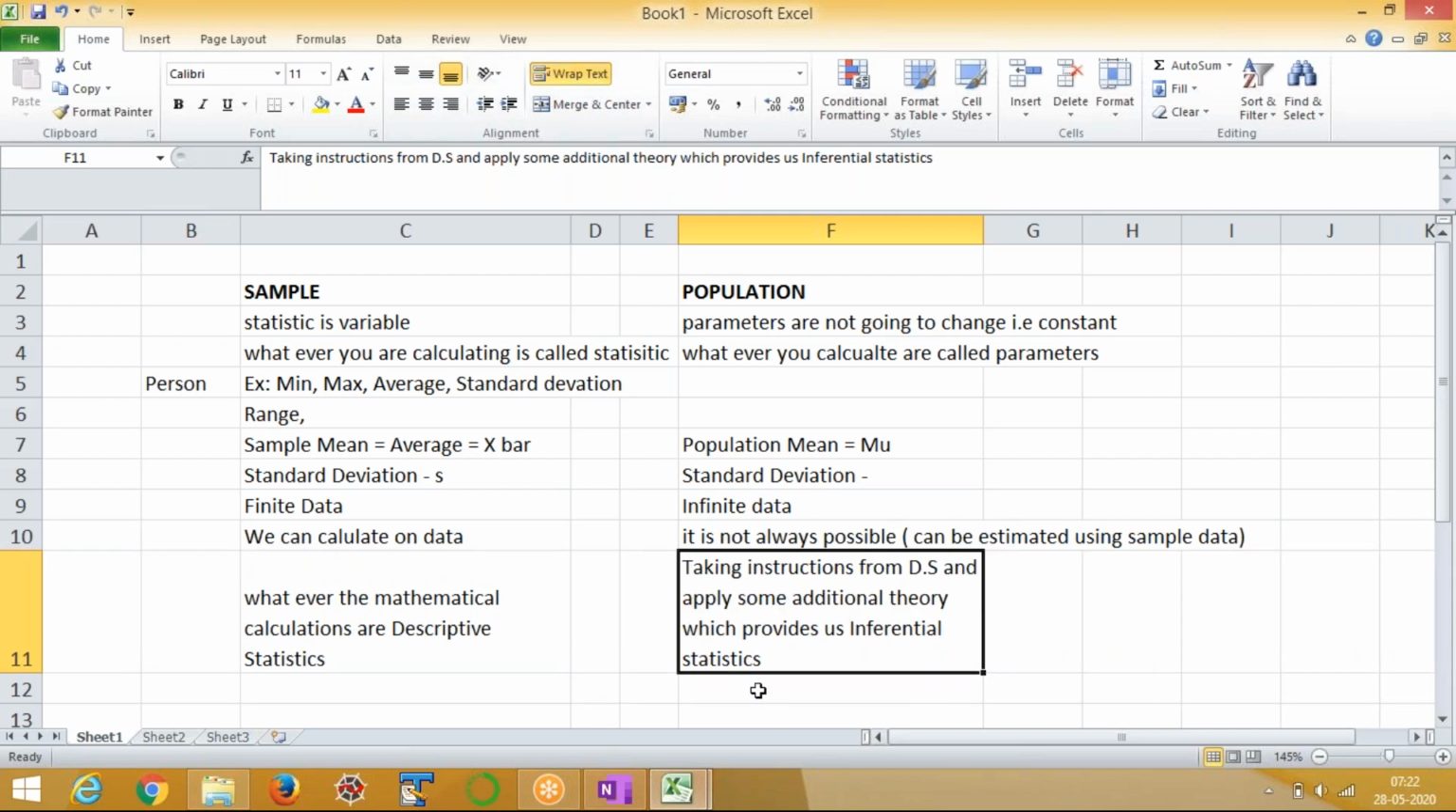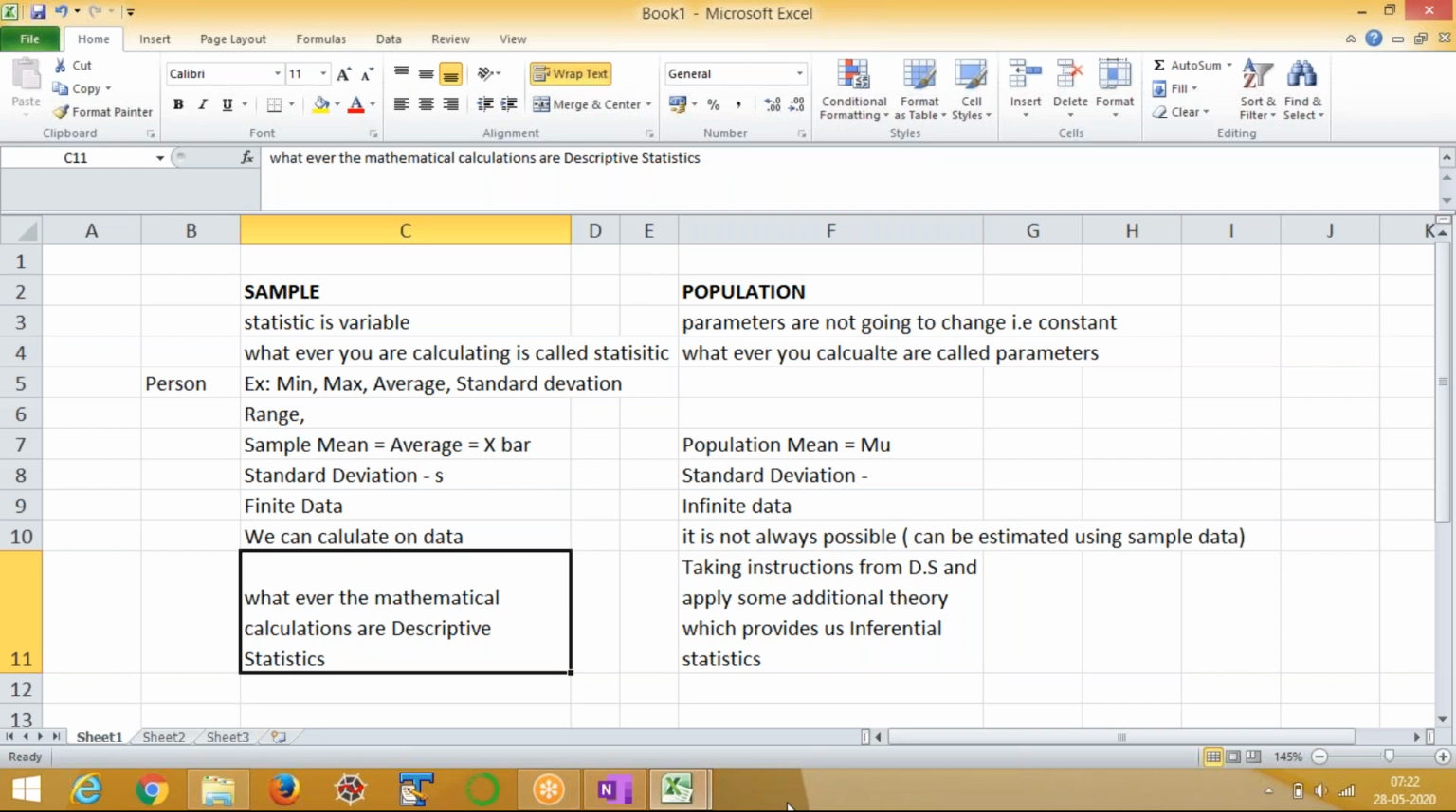Okay, how inferential statistics is calculated, we are going to see in the coming classes. So up to here, everything is clear. The mathematical calculations that are called descriptive statistics, whatever information I received from the descriptive statistics, and applying some additional theory, from there I am going to calculate inferential statistics. Is everyone clear, guys? When I call it descriptive statistics and when I call it inferential statistics, this is most important from the beginning of the process.